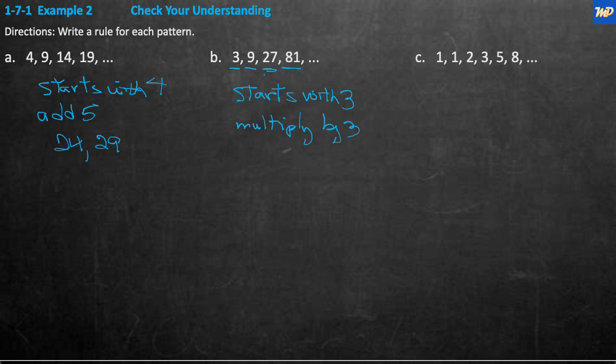Let's check this one here. 1, 1, 2, 3, 5, 8. So here, if I say starts with 1, I can add 1 to get 1, because that's what looks like the rule here. But if I add 1, I get 2. If I'm at 2, I add 1, I get 3. But if I'm at 3, I add 1, I get 4. So that can't be the rule.